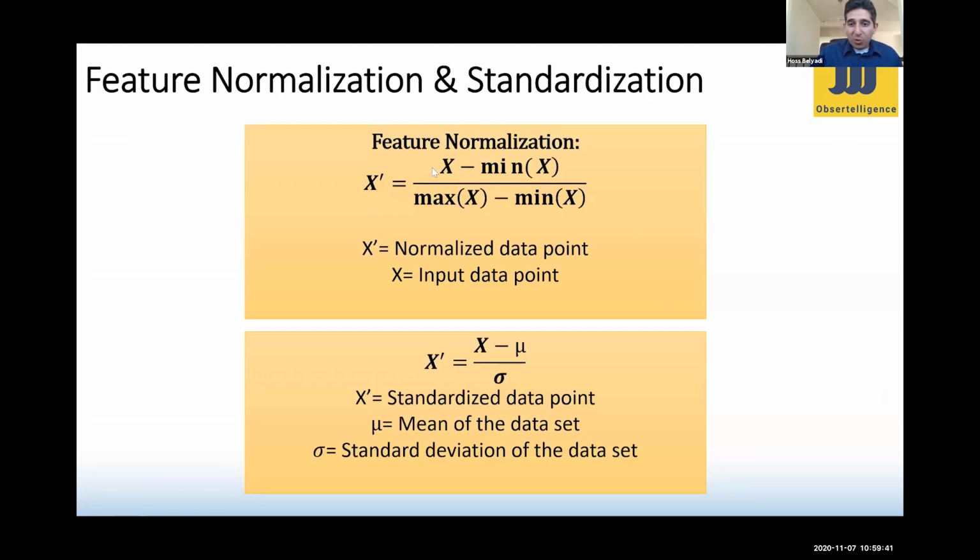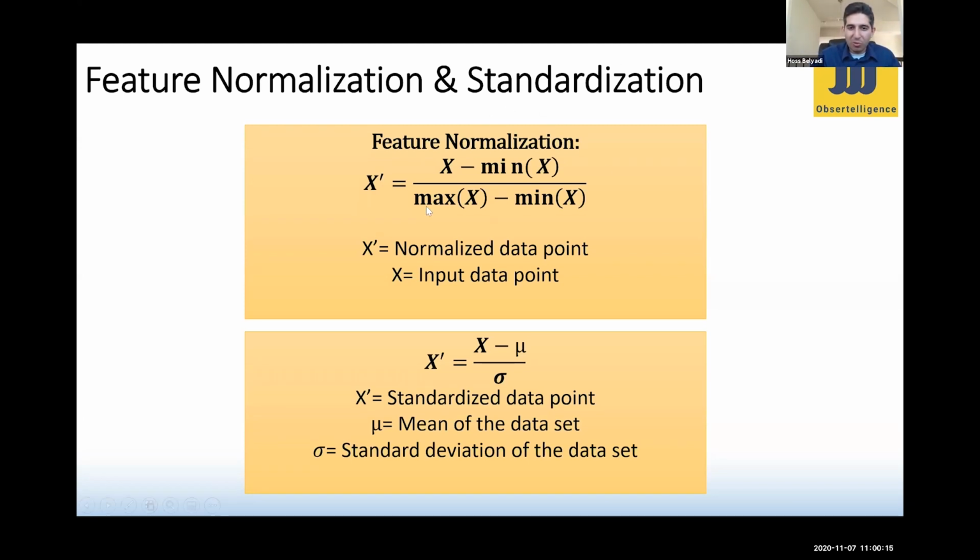I talked about normalization and standardization, and these are the equations for your reference. Nowadays you can use the Python library to do normalization and standardization with a couple of lines of code. But the equation is actually fairly simple. We're talking about taking x minus the minimum of that parameter, divided by max minus min, and that would give you the feature normalization, a range of values between 0 and 1.